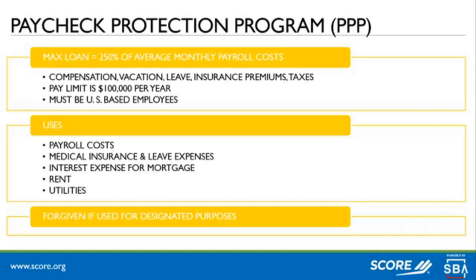Now let me just make a comment. The PPP program ran out of money very quickly in the first round. And another $310 billion was appropriated by Congress and applied to this program and went into effect this past Monday. So if you had already applied for this and were in the queue, it's first come, first served. And if you haven't applied for this, you can, and I'll talk about a few of the items related to your application as we go along here.